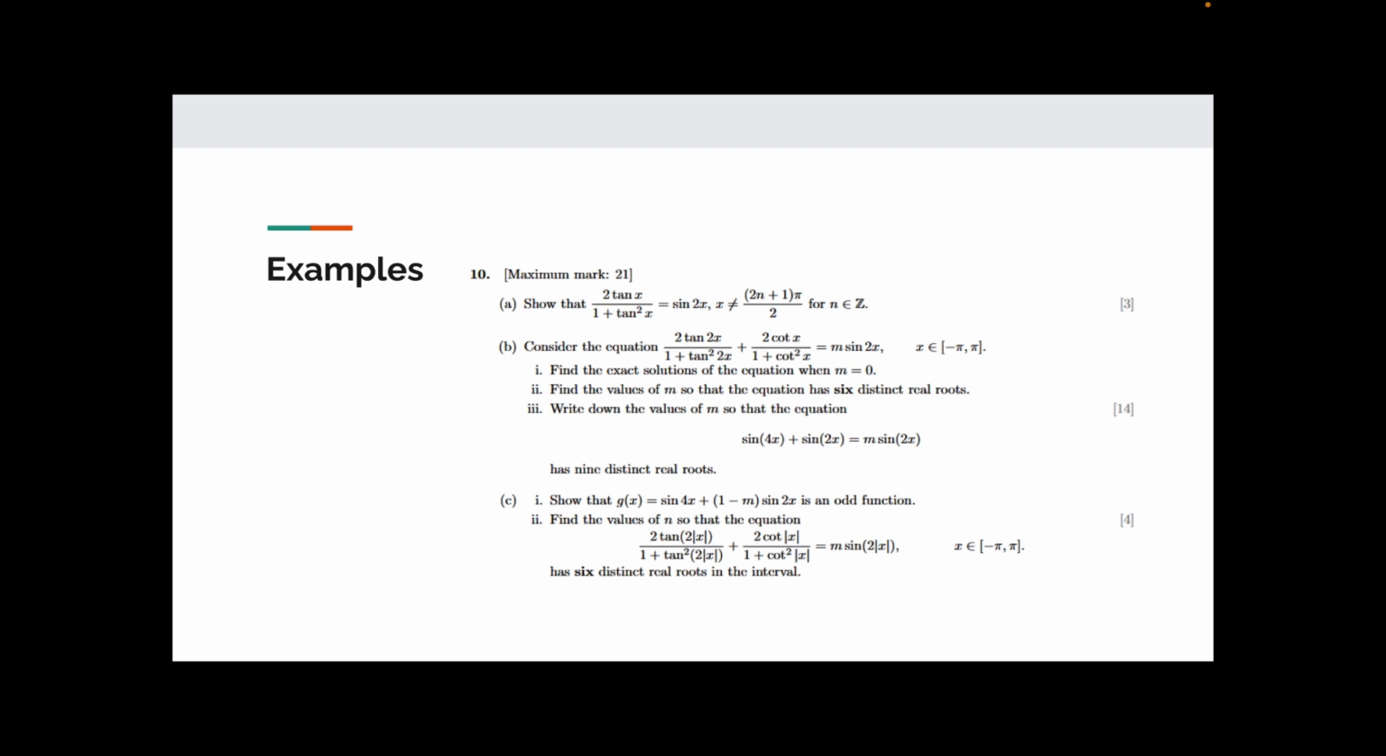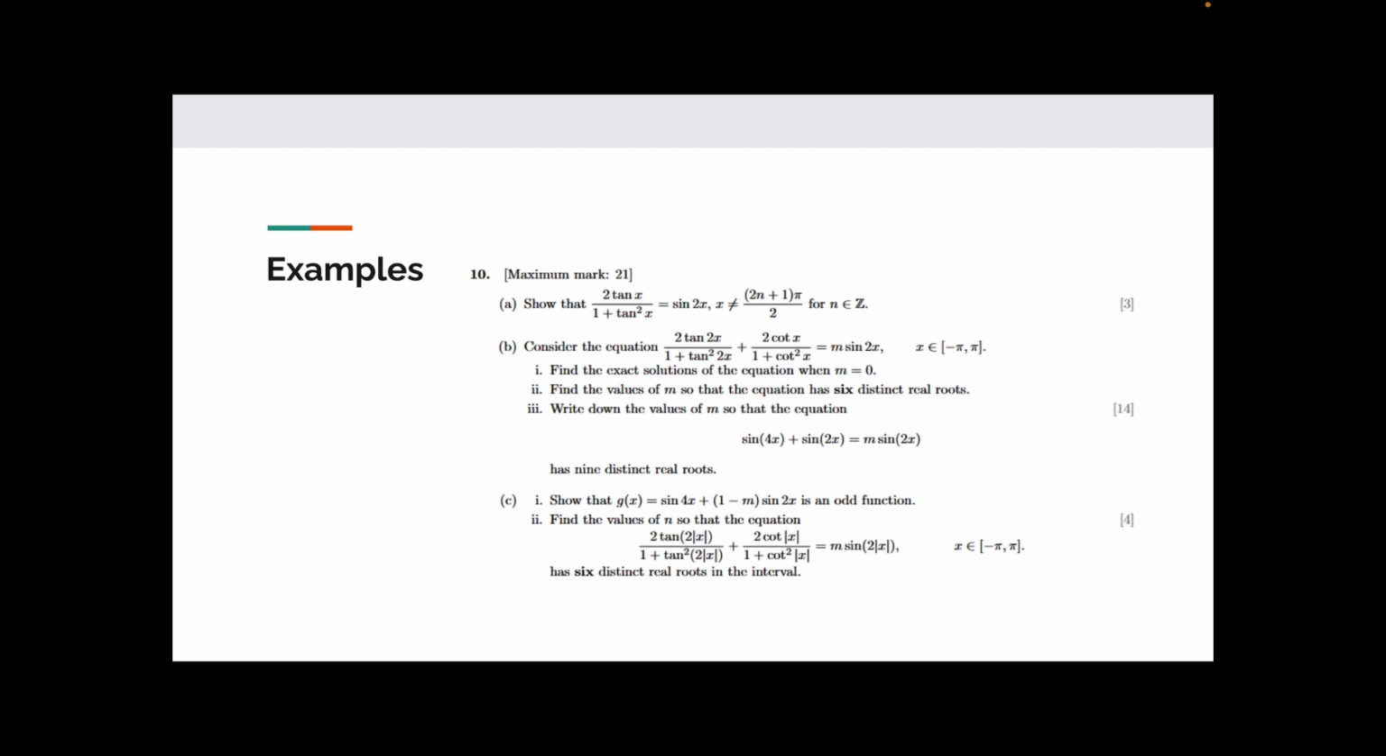Part 2, find the values of m so that the equation has 6 distinct real roots. Okay, so 6 distinct real roots. How are we gonna get that? So sine of 4x, that's gonna be 2 sine of 2x cos of 2x. So if you factor sine of 2x out, you're down to 2 cos of 2x plus 1 minus m.